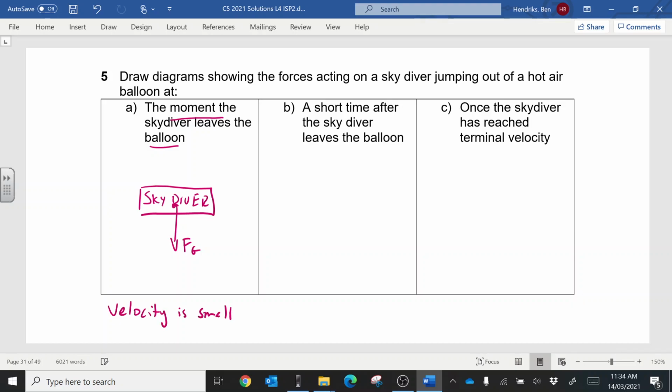Okay, so velocity is small, so that means that the resistances, so this is the F air resistance, or the friction, which is equal to frictional forces as well, or drag, if you like to call it drag, that's fine too. But the air resistance is very small. It's almost negligible. Okay, so there's not much air resistance in there.